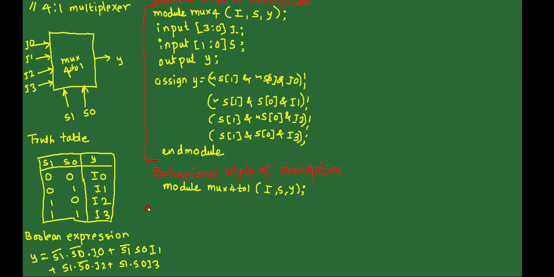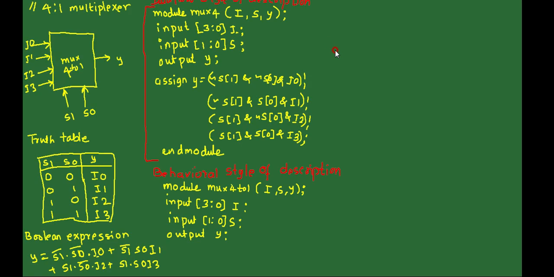Input remains the same, the initial declaration. Module name I have changed to mux421. So input 3:0 I. Now based on the truth table, we can write the coding part. For that, we need to use if and case statements.